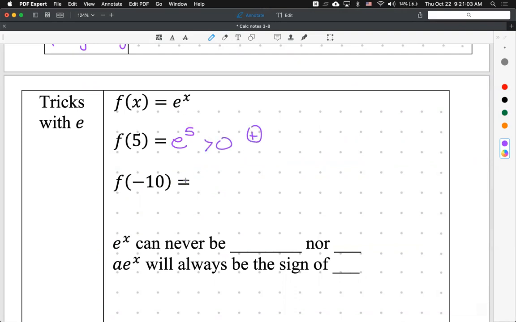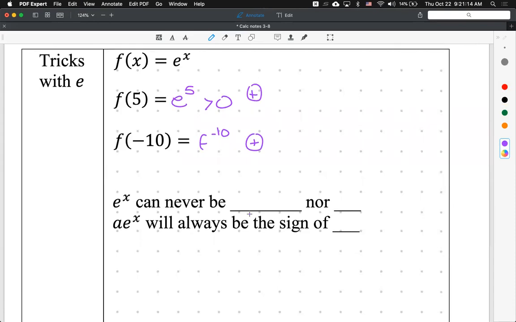What about f of -10? I don't even care. Yes, obviously it's e to the -10, but is that positive or is it negative? It's always positive. Fill in these from a few units or a few lessons ago. e to the power of x can never be negative, nor, shout it out, 0. Exactly. It can never be 0. It can never be a critical value. It can never be a potential inflection point.